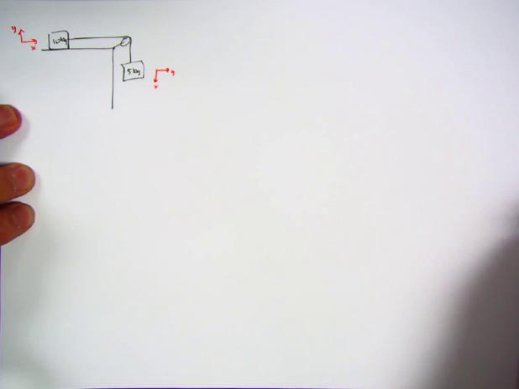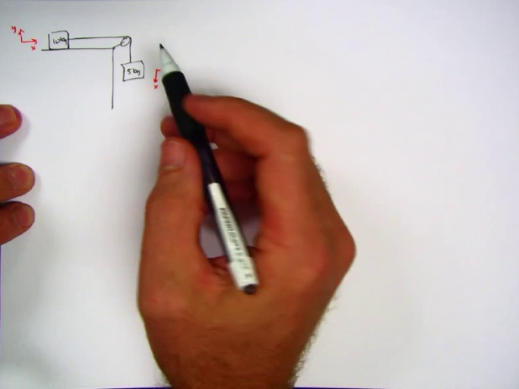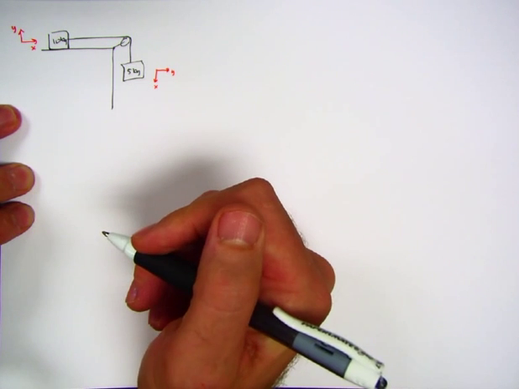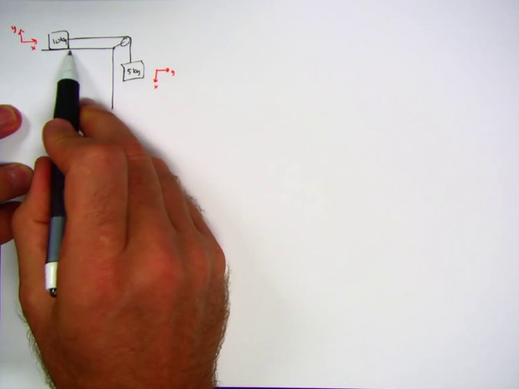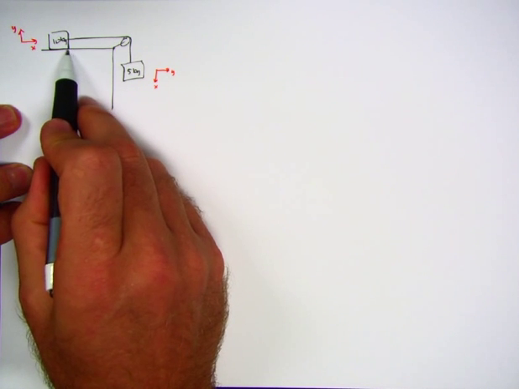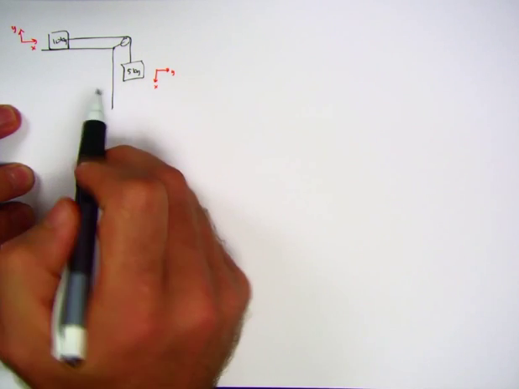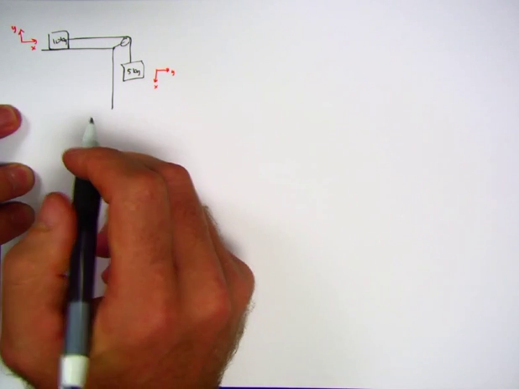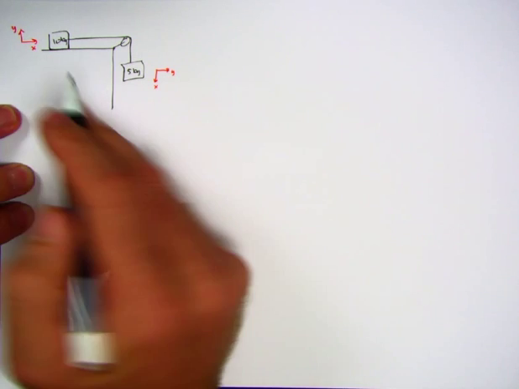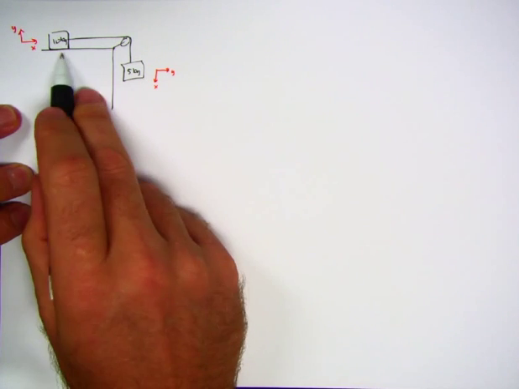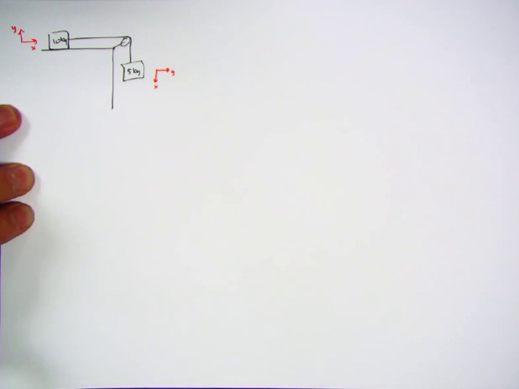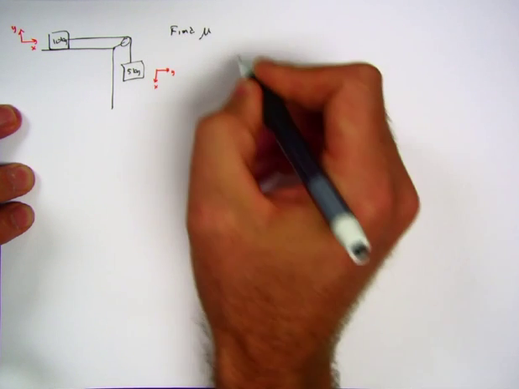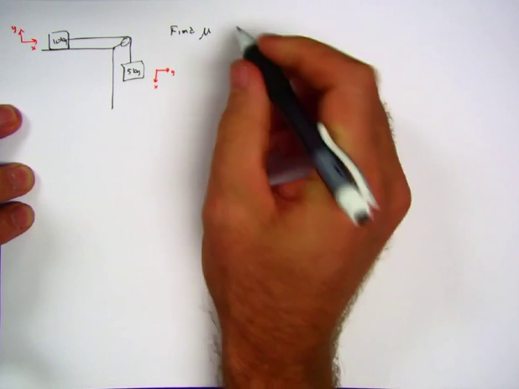In this case, what I'm interested in is putting some friction here and trying to figure out what is the mu, what is the coefficient of friction that's required in order to prevent these from moving. So obviously if there's no friction, the 10 would start to slide. If there's too much friction, it would stick. So let's find what is that coefficient that's needed. So our task is find mu, find the coefficient of friction.